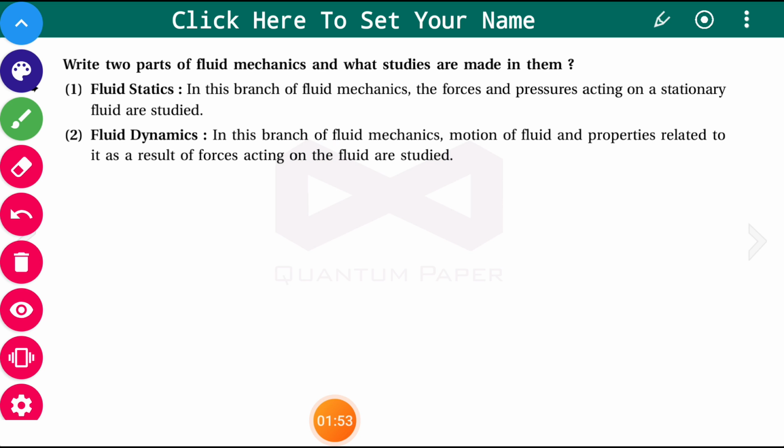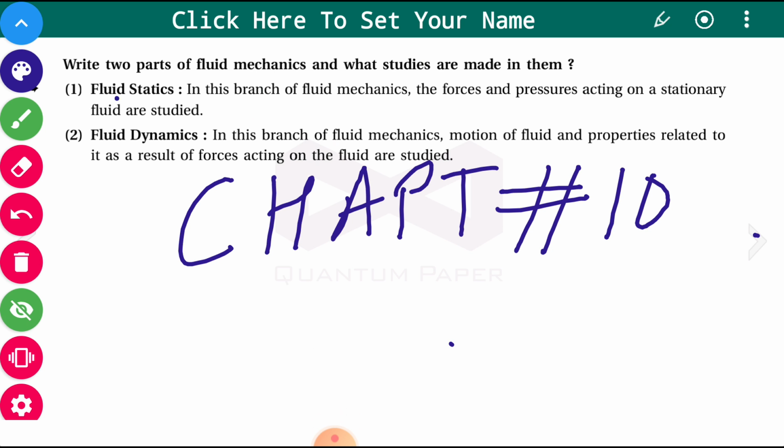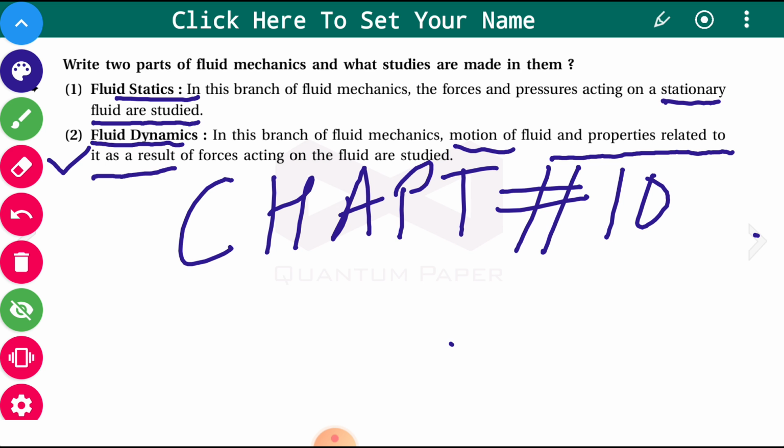Now fluid mechanics is studied in two different parts. One is fluid statics, and then we shall talk about fluid dynamics. Fluid statics is the branch of fluid mechanics in which the forces and pressure acting on a stationary fluid are studied. Here the fluid is taken in a stationary state. In fluid dynamics, the branch of fluid mechanics where the fluid is in motion, the motion of the fluid and properties related to it as a result of forces acting on the fluid are studied.